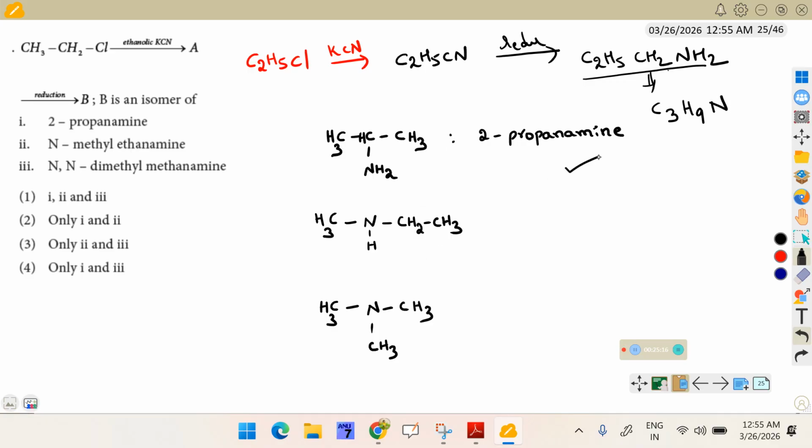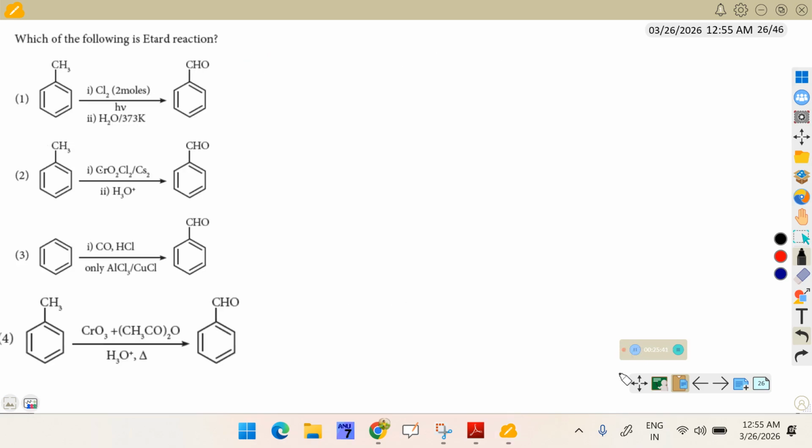This is in the form of C3H9N, 2-propanamine C3H9N, N-methyl ethanamine formula is also C3H9N, N,N-dimethyl methanamine formula is also C3H9N. So the correct answer is the first option. We know that 1 degree, 2 degree, 3 degree amines are functional isomers. Which of the following is Etard reaction? Second one is Etard reaction.